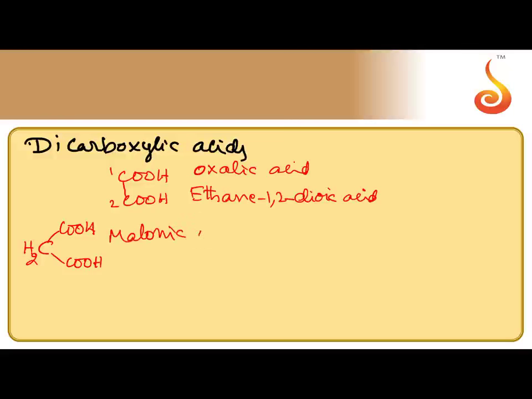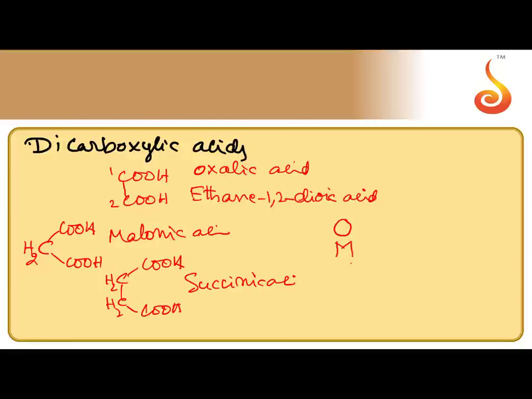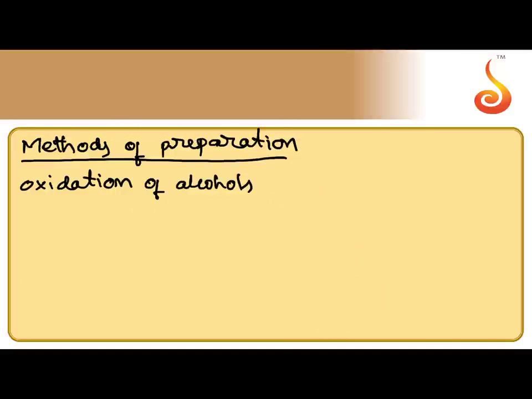But this common name is malonic acid. If two more CH2 groups are there between two COOH, this is succinic acid. Similarly, glutaric acid, adipic acid. Simply, I have given one method, Ohm's gap, to remember the common names of first 6 dicarboxylic acids. O stands for oxalic acid. Next members of the family: malonic acid, succinic acid, glutaric acid, adipic acid, pimelic acid.